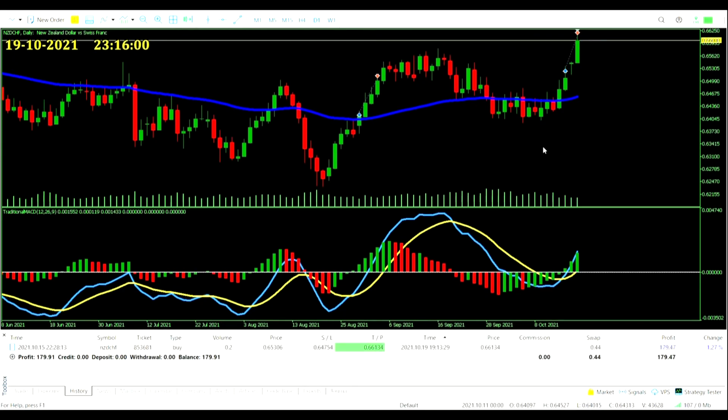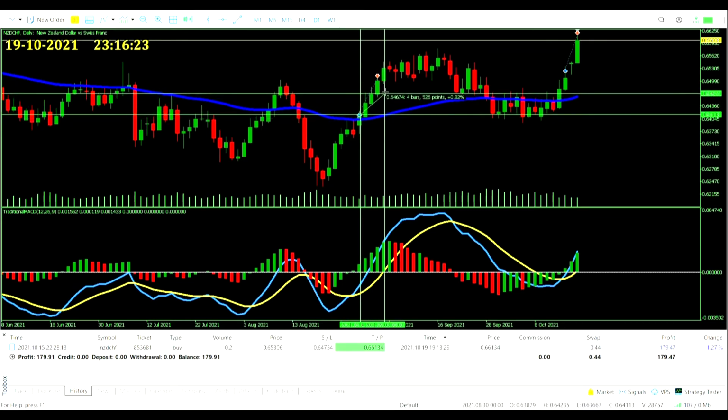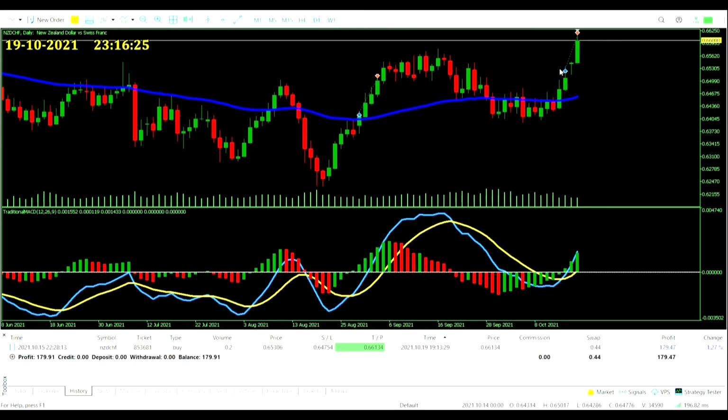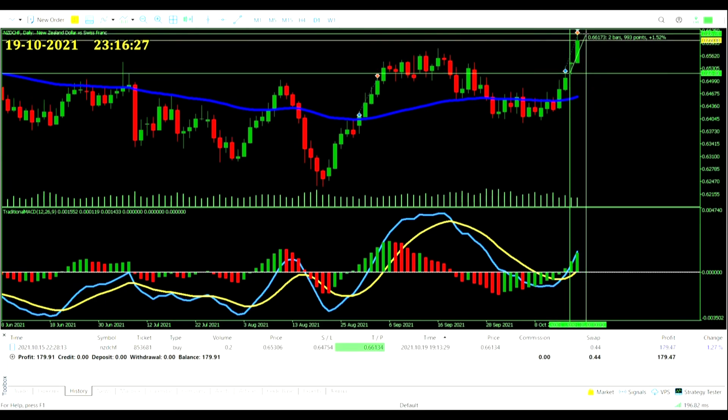Day 37, and we are looking at pretty good. Our New Zealand dollar Swiss franc trade has taken profit. We got paid 44 cents from the swap for the trade, and so in total we made $179.91. Really good. Keep building it up. Very nice trade. That's 2 winning trades we've had here now on the New Zealand dollar Swiss franc. That one right there, and this one coming as well.